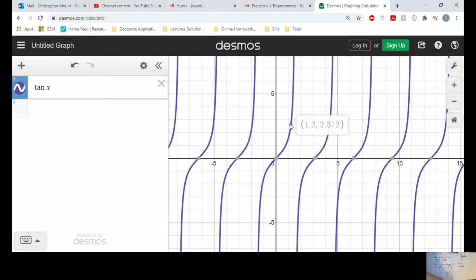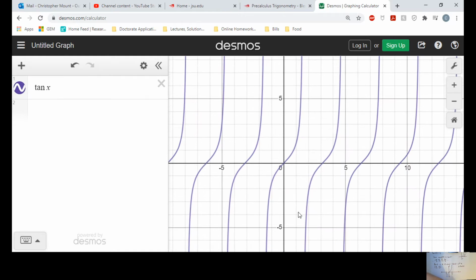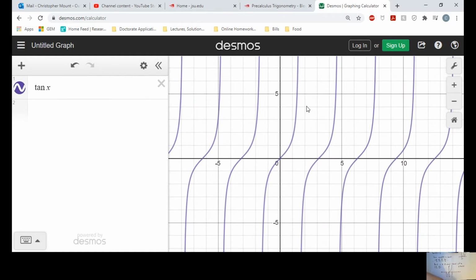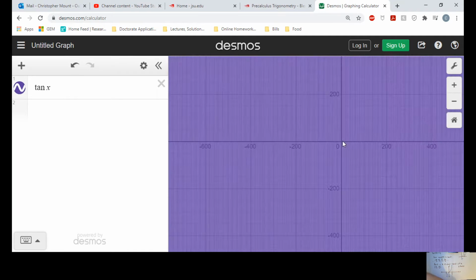So as we try to let this input get closer and closer to 1.57, it's just going to blow up to infinity. And same on this side, as we get closer and closer to negative 1.57, it's going to go off to infinity. It'll never touch that negative pi on 2 value, or pi on 2, or any other multiple of it. As you can see, it's infinite. Whoa, all right.